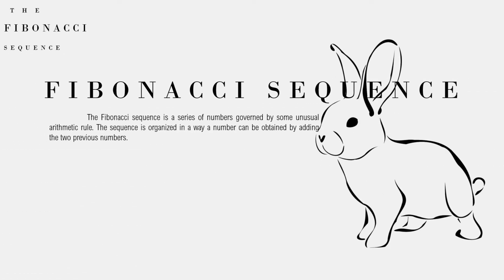To clearly define it, the Fibonacci sequence is a series of numbers governed by an unusual arithmetic rule. The sequence is organized so that a number is obtained by adding the two previous numbers. This is the Fibonacci sequence. The individual numbers within this sequence are called Fibonacci numbers. These numbers are derived by adding the two previous numbers. For example, the number 21 was derived by adding the numbers 8 and 13. The number 55 was derived by adding 21 and 34. The number 144 was derived by adding 55 and 89.